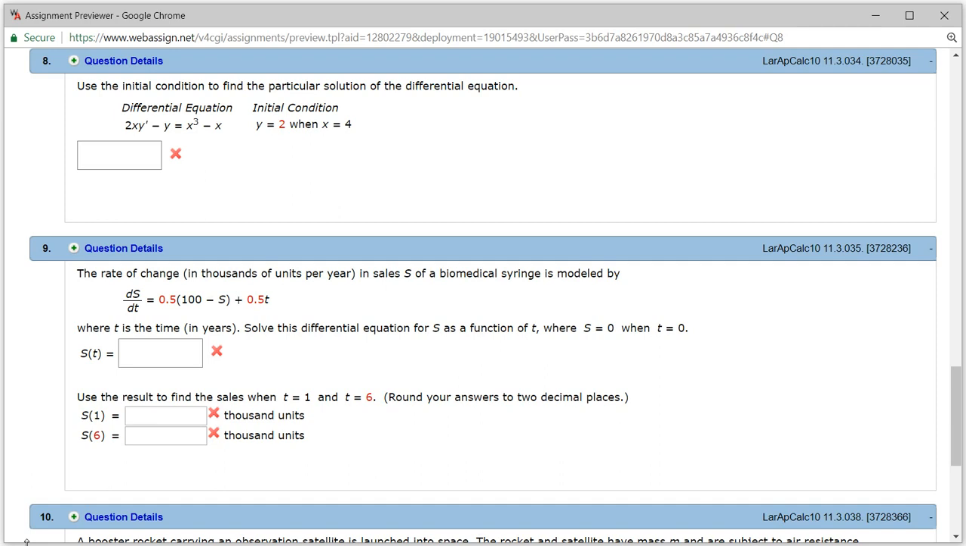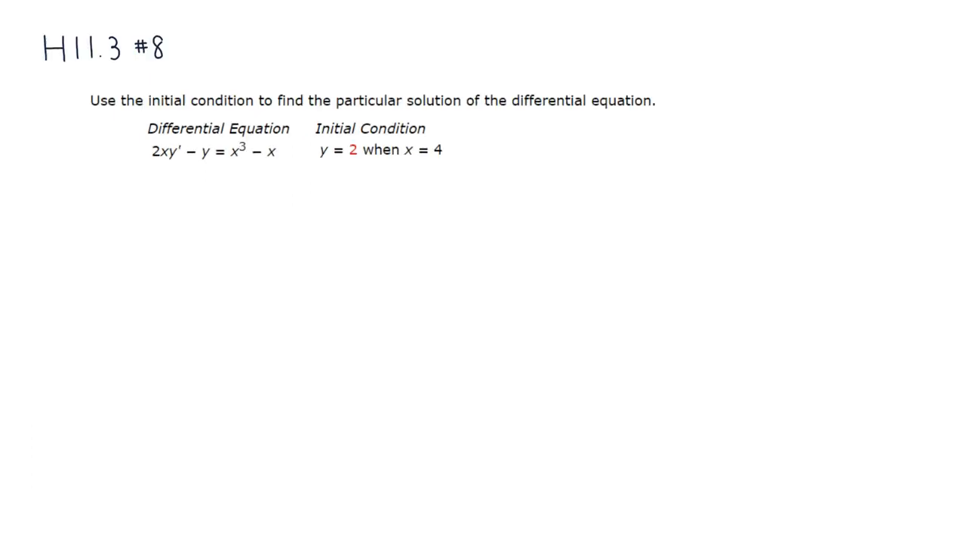All right, let's look at homework 11.3, problem number 8. Let's solve this first order linear equation. Let's put it in the standard form. First thing is we'd like to have a 1 in front of y prime, so I'm going to divide through by 2x.